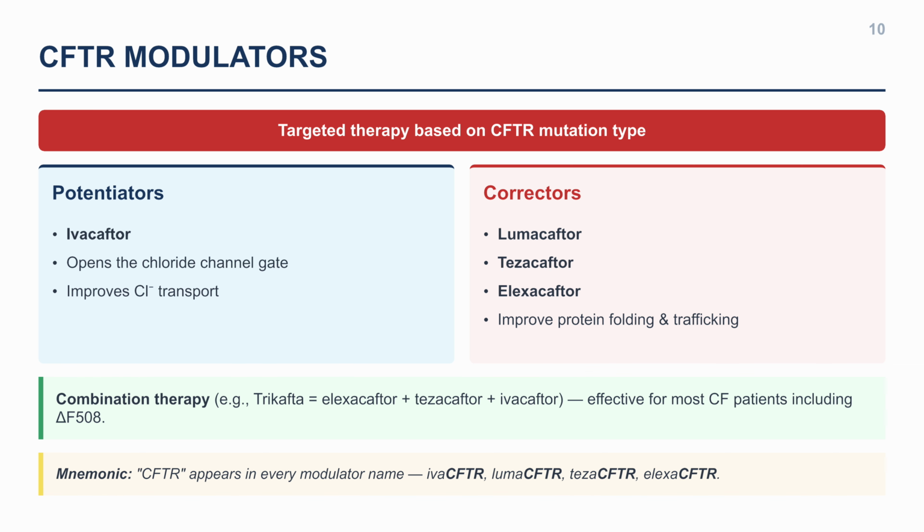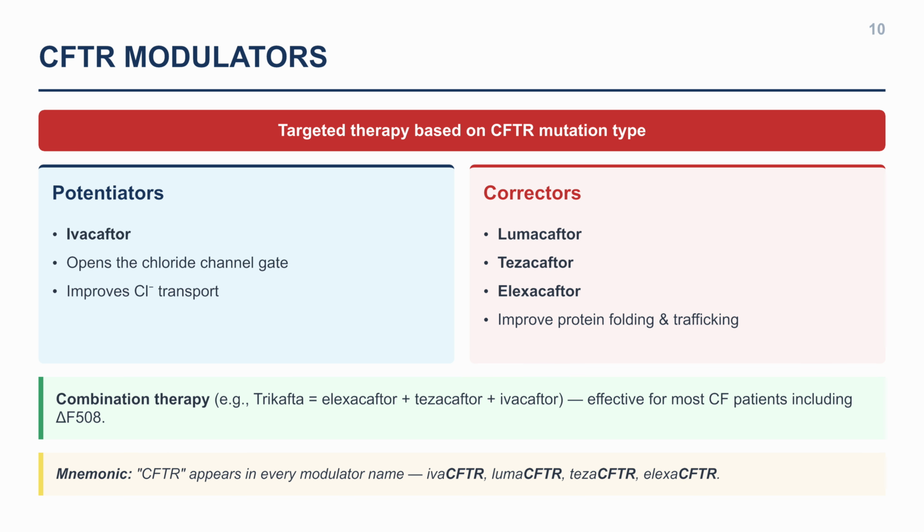CFTR modulators are a revolutionary class of drugs that target the underlying protein defect rather than just treating symptoms. They are chosen based on the patient's specific CFTR mutation, which is why genetic testing is essential. There are 2 mechanisms. Potentiators, like ivacaftor, work on the cell surface to open the chloride channel gate and improve chloride transport. Correctors, like lumacaftor, tezacaftor, and elexacaftor, help the misfolded protein fold properly, remain stable, and reach the cell surface. Combination therapy is the current standard.